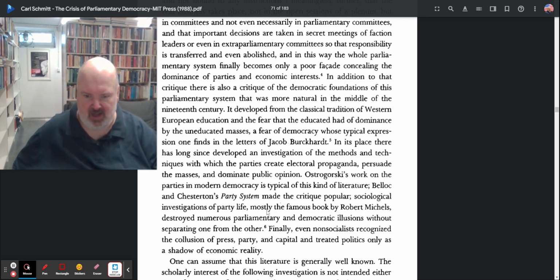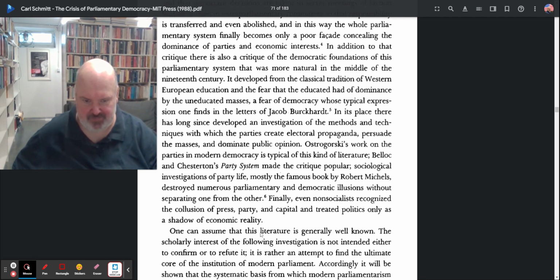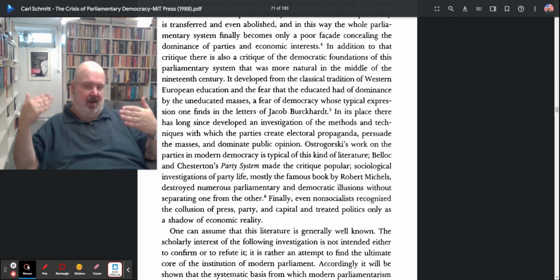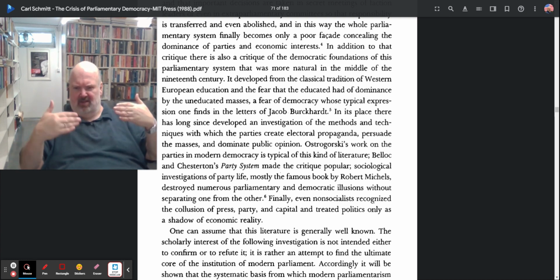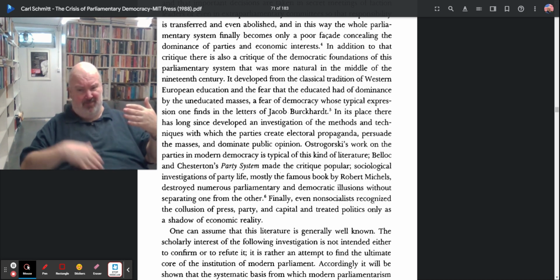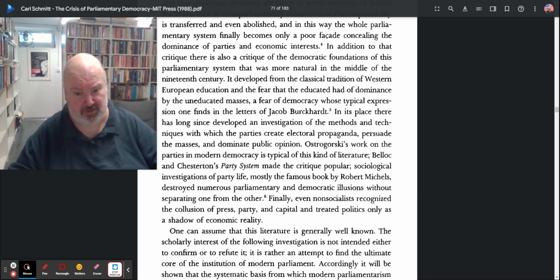And then he says it made this critique popular, Ostrogorski's book. And then he goes, the sociological investigations of party life, most famously the famous book by Robert Michels, Political Parties, destroyed numerous parliamentary and democratic illusions without separating the one from the other. In other words, it shows something about democracy and about elite theory. This is one of the books that begins the Italian school of elite theory. So it criticizes democracy, but also criticizes parliamentary structures.